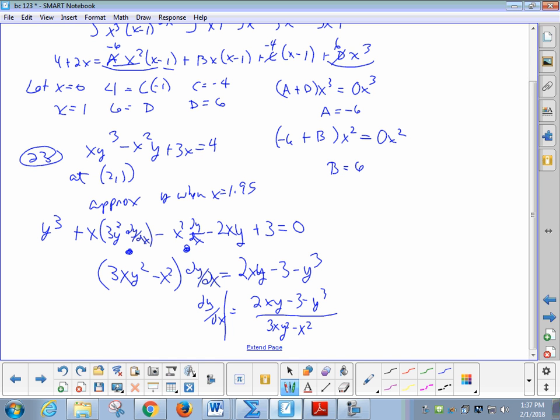Now I want to evaluate that at 2, 1. So, 4 minus 3 minus 1 over 6 minus 4. So 0 over 2? Perfect. So what's your equation? y equals 1. Right? So when x equals anything, it's 1.